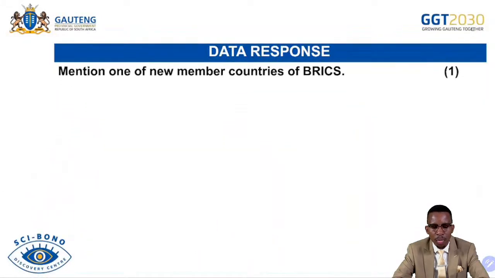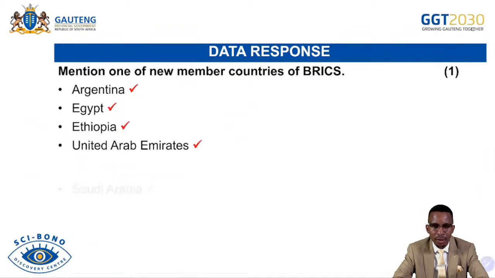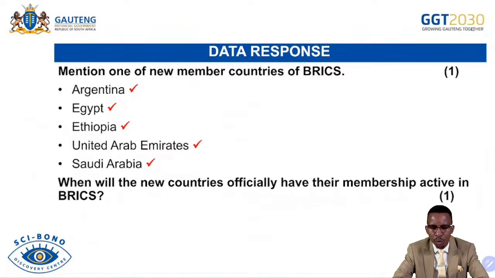So let's check now the possible questions in this case. Mention one of the new member countries of BRICS. We mentioned Argentina is there, Egypt is there, Ethiopia is there, United Arab Emirates is there, and then Saudi Arabia is there. When will the new countries officially have their membership active in BRICS? That will be January 2024.